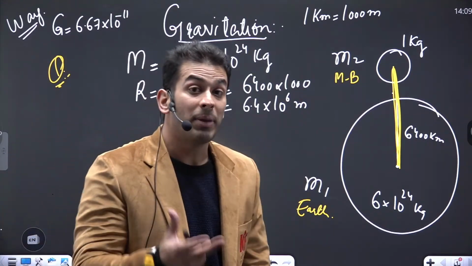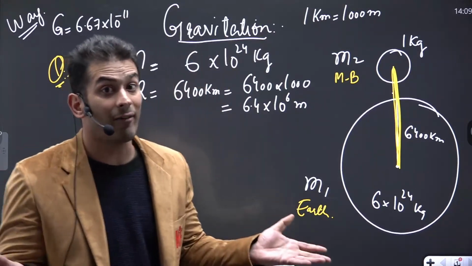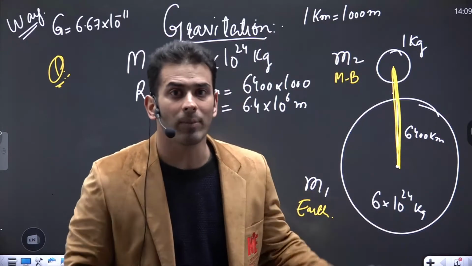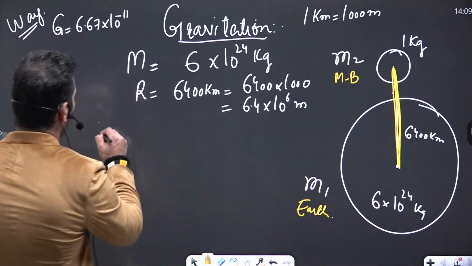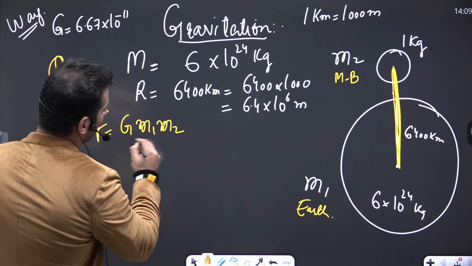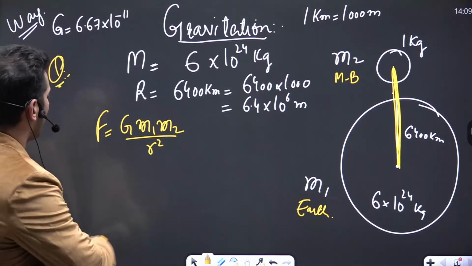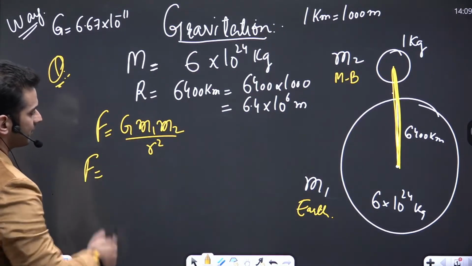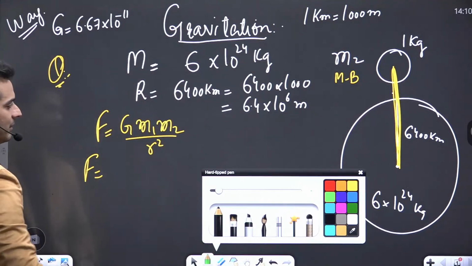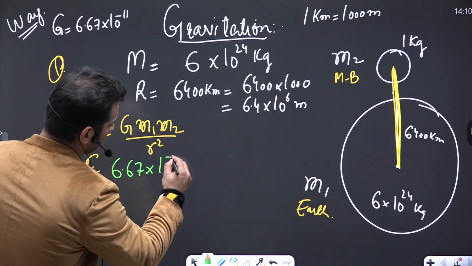Now we'll check out by which force earth attracts this 1 kg mass. You know gravity is the force of attraction between two masses. Now, what is the magnitude of that force? We'll find out. We have a formula: F is equal to G M1 M2 by R square. Right, beta? So give the values. You know how much is G? G is 6.67 into 10 raised to power minus 11.